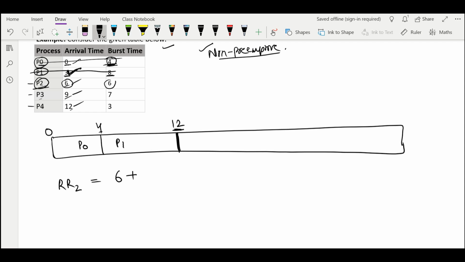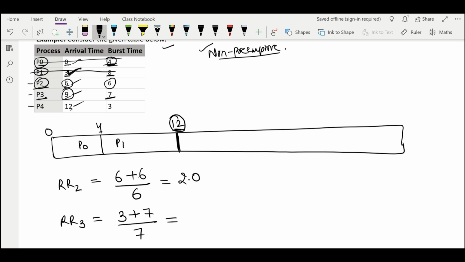Plus its burst time is 6. So (6 plus 6) divided by 6, it is 2.0. What is the response ratio of process 3? It arrived at 9 and we are at 12. So how much time has it waited? 12 minus 9, so that is 3, plus what is the burst time? 7, divided by its burst time, which is 7, and it becomes 10 by 7, which is equivalent to 1.43.